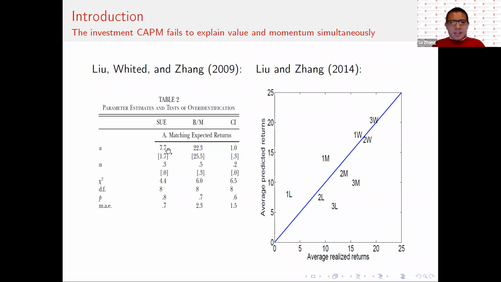You see that the A estimate is 7.7 when we fit the model on 10 SUE deciles, but the A parameter becomes 22.3 when we fit the baseline model on 10 book-to-market deciles. So it varies with testing portfolios. CI stands for corporate investment, and for the variable there the A parameter becomes only one. The curvature parameter in the production function also varies: 0.3, 0.5, and 0.2. In particular, between earnings momentum and book-to-market, value and momentum, the model requires different point estimates for the adjustment cost, as well as the curvature parameter, to fit the average return spreads. In other words, it indicates the investment model fails to explain value and momentum simultaneously.